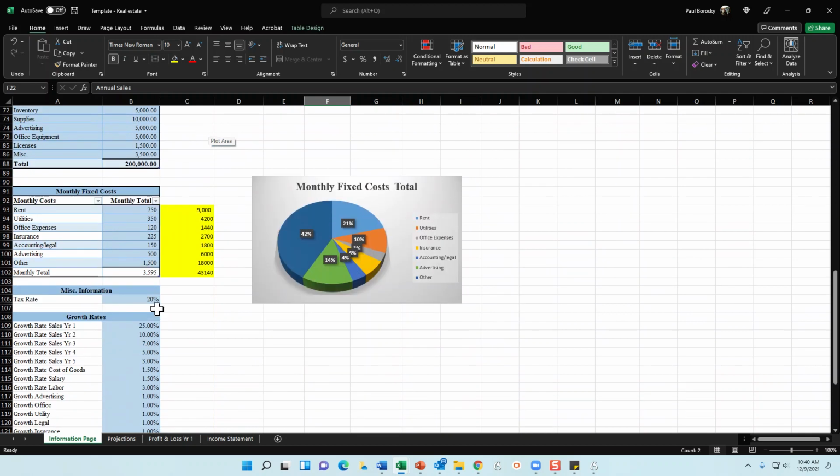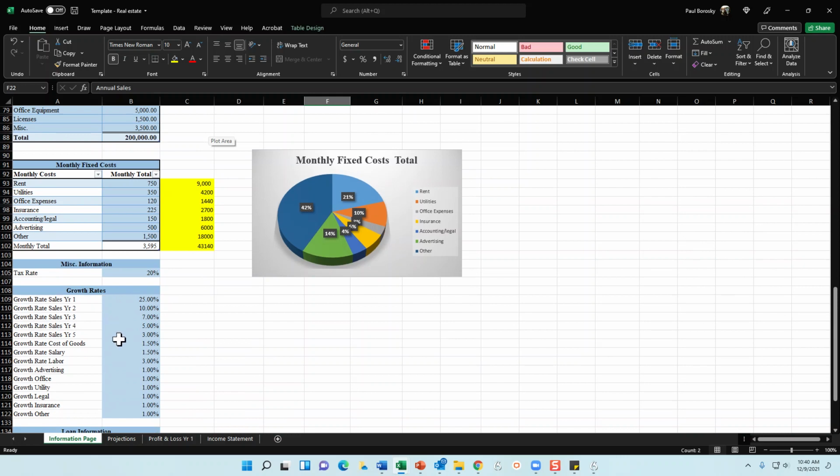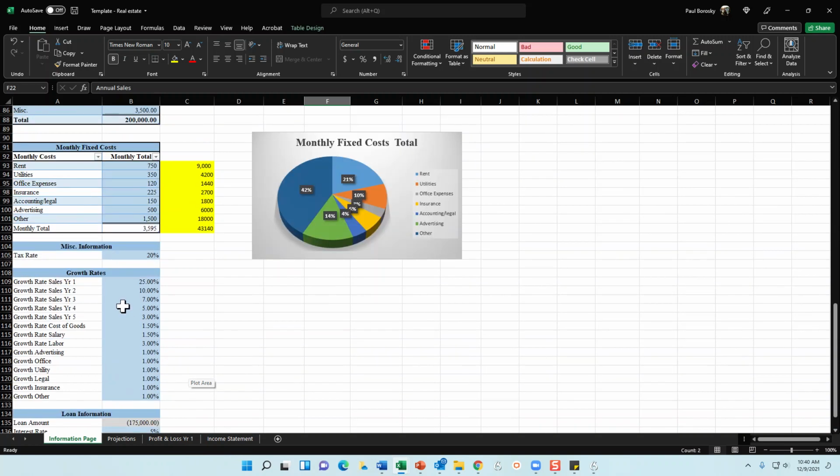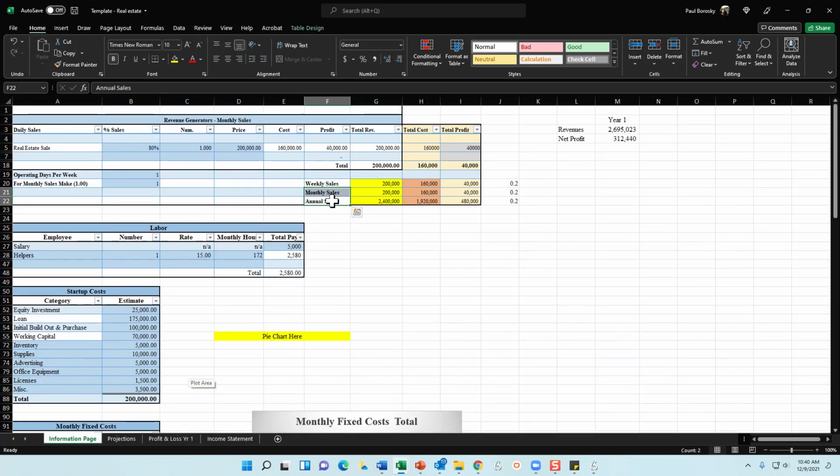Tax rate, whatever that is going to be, goes right here, and then your annual growth rate for your sales as well as for advertising and office and utilities and such. And then if you're taking out a loan, here is some information to help you calculate your payment, and also this information will be plugged into your pro forma financial projections for the next 12 months as well as the income statement for the next 5 years. All right, so let's zip on up to the top.